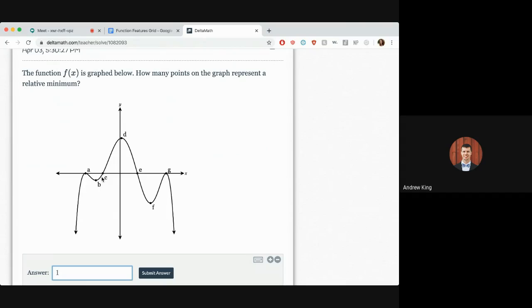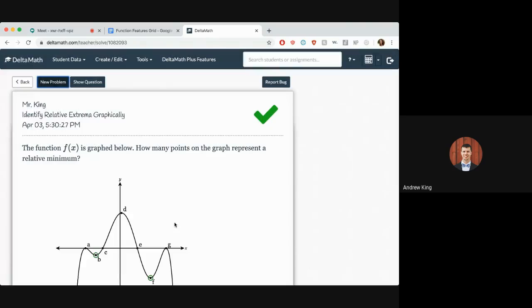Point C, it's increasing on both sides of C. This is increasing, this is increasing. So that's nothing. Point D, that's a maximum, increasing to decreasing. Point E is nothing. It's decreasing and then still decreasing. But point F, that's another minimum, right? It's switching from decreasing to increasing. And then point G, that would be a maximum. It's switching from increasing on the left of the point, switching over to decreasing on the right of the point. The 2 there.